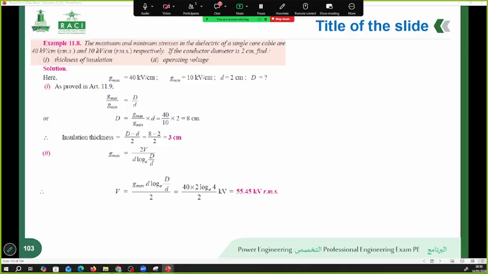showing how the geometry of the cable directly depends on the allowable stress levels. The second part of the example focuses on finding the operating voltage by applying the standard equation for maximum electric stress in a cable and substituting the known values. The operating voltage is determined to be approximately 55.45 kilovolt. Overall, this example demonstrates the practical application of electric stress relationships in cable design, linking physical dimensions with electrical performance to ensure safe and efficient operation.